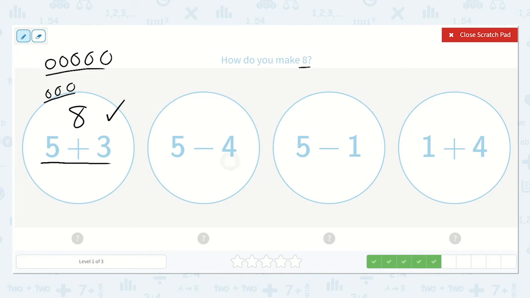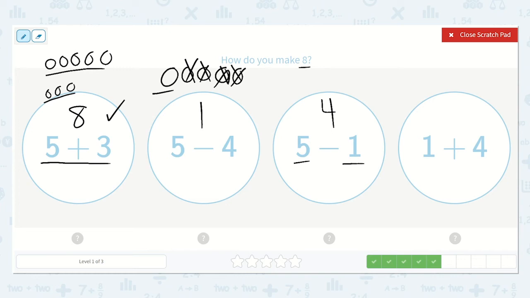5 minus 4. 1, 2, 3, 4, 5 minus 1, 2, 3, 4. Oh, that's definitely less than 8. That is 1. All right, if we have 5 and we take away 1, it's going to be 1 less than 5. What is the number right before 5? Yes, 4. So still much too small.